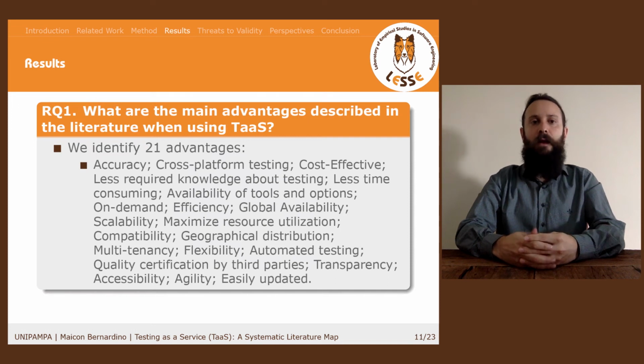Results. Research question 1. What are the main advantages described in the literature when using TaaS? We identified 21 advantages. For instance, cross-platform testing, determining the behavior of application and website in different environments. Cost-effective.